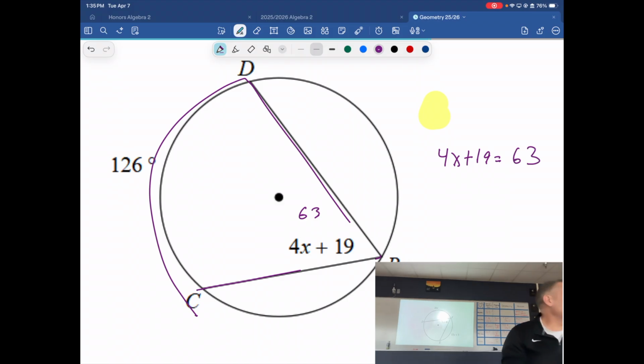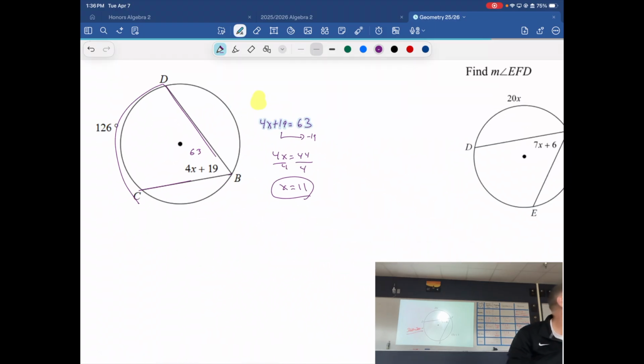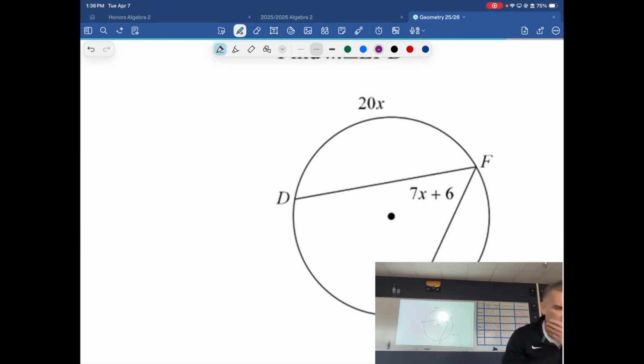All right, so again, here's what's going on in my head. I know this arc is 20x. I know this is 15x plus 5. I know the whole thing is 360. So technically that's going to be 360 minus 20x, but I don't think that's helping me. I'm going to have a bunch of unknowns. So I don't know if that's helping me yet.